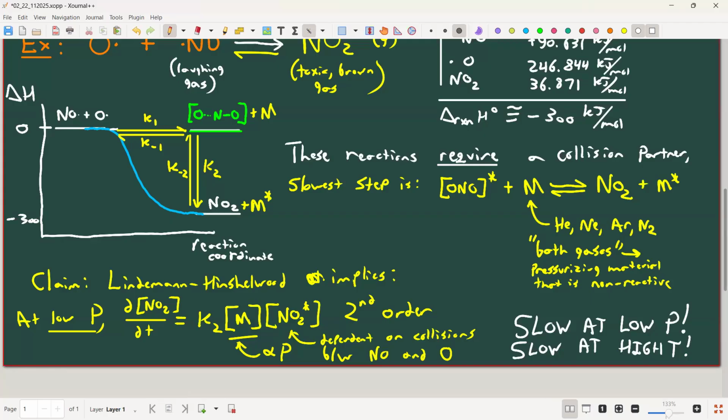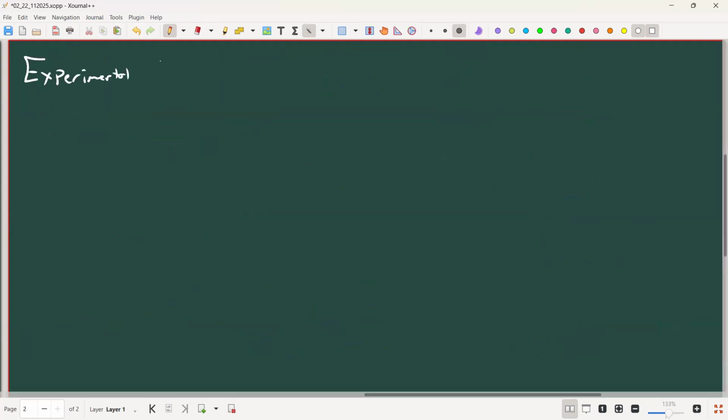All right, so let me just look at a little bit of data from this. This is an experiment that's been studied in detail for many years, and I just want to show you proof of this from experiment. I'm going to draw it. Okay, so let's look at the experimental data for this reaction.